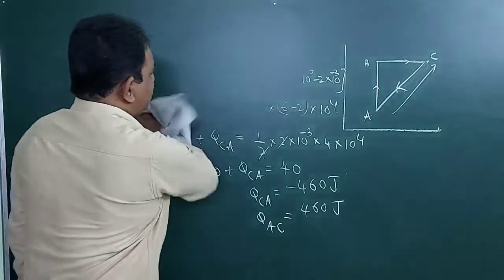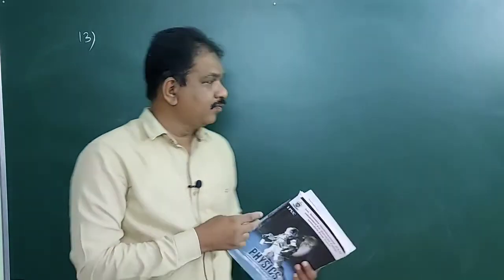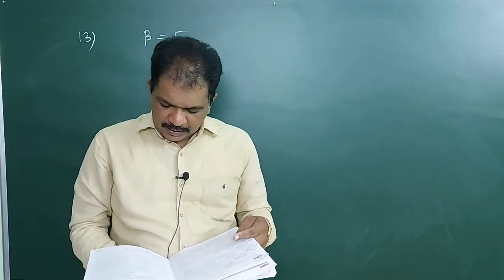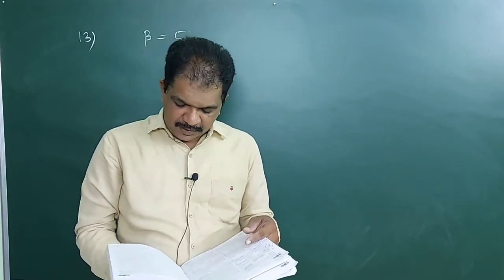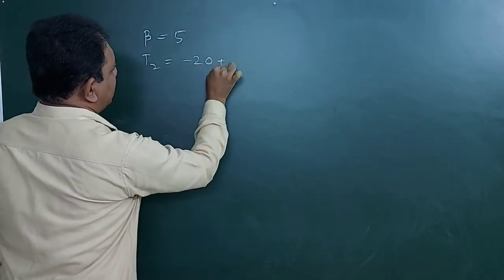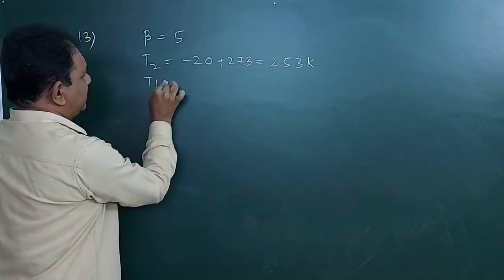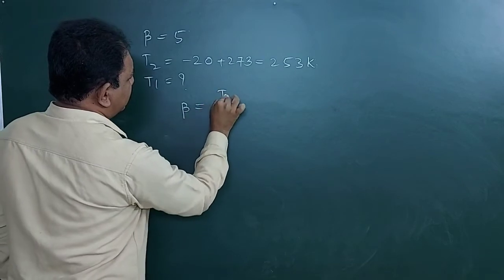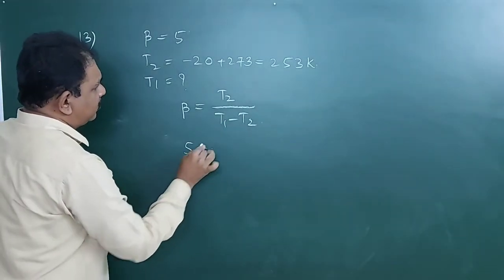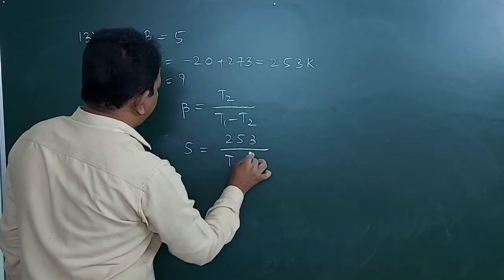Next, see the 13th. The coefficient of performance of a refrigerator is 5. So beta is equal to 5. And the temperature inside the freezer is minus 20 degrees centigrade. T2 is equal to minus 20 plus 273, this is 253 Kelvin. T1 is equal to how much? Beta is equal to T2 by T1 minus T2. Beta is equal to 5, T2 is 253, and T1 we have to find.